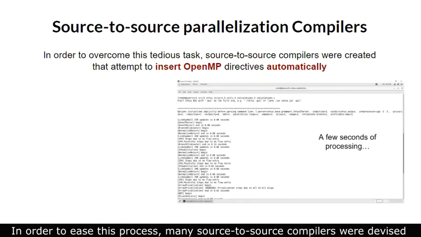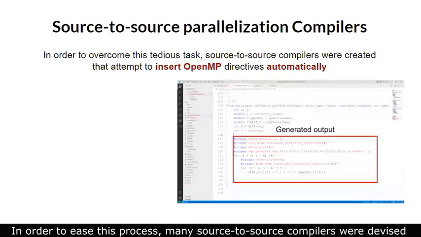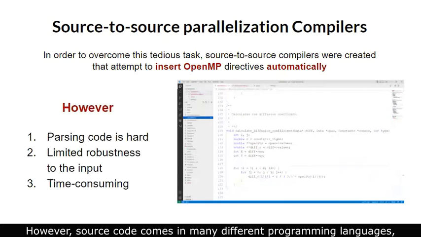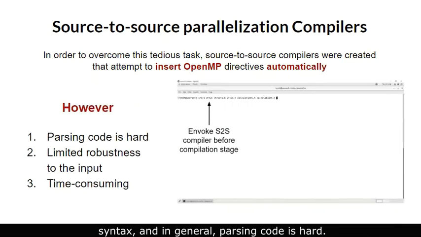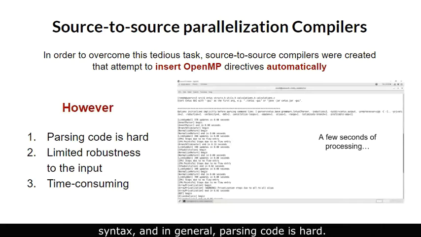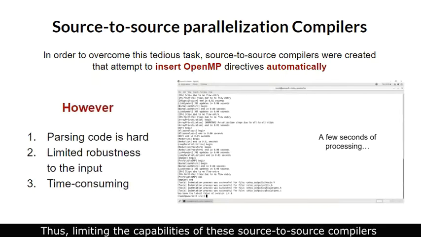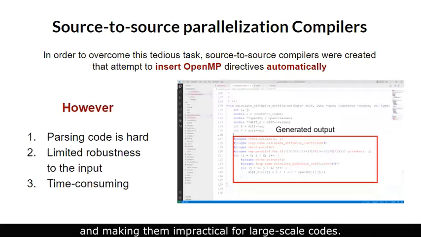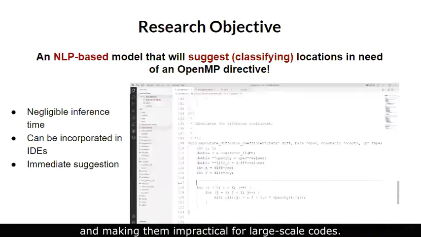In order to ease this process, many source-to-source compilers were devised over the years that automatically insert OpenMP directives into the code. However, source code comes in many different programming languages and syntax, and in general, parsing code is hard, thus limiting the capabilities of these source-to-source compilers and making them impractical for large-scale codes.